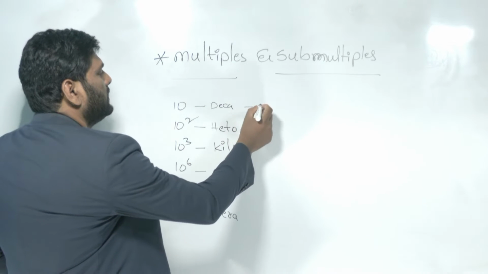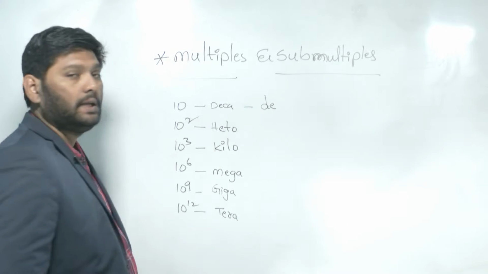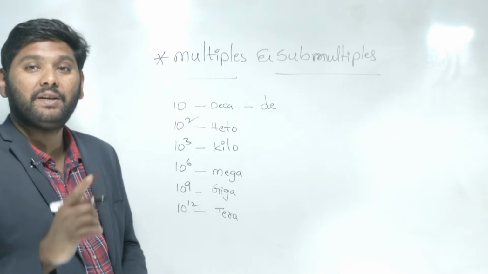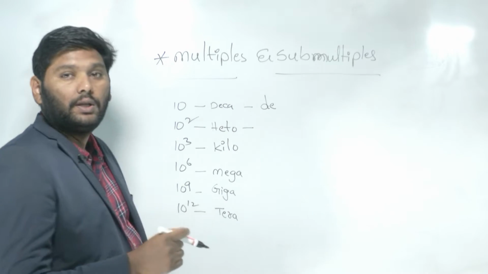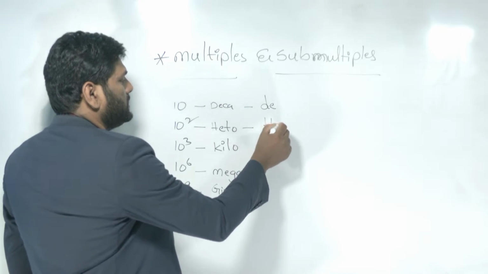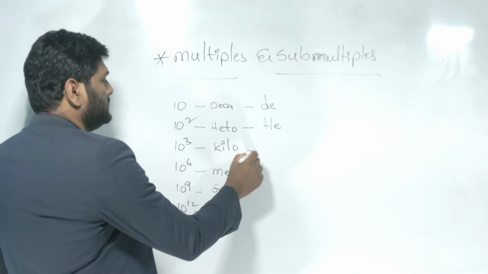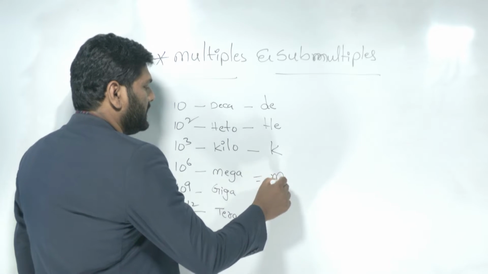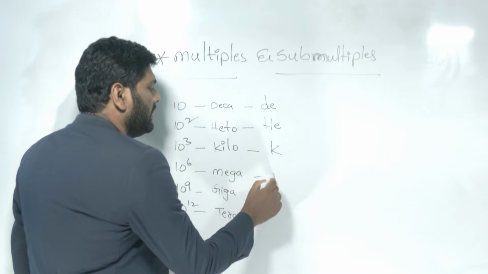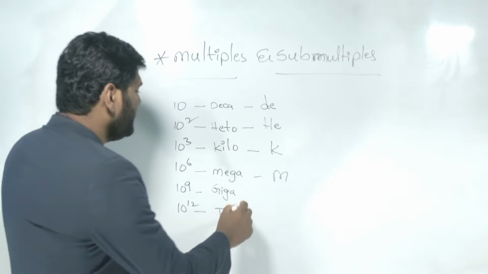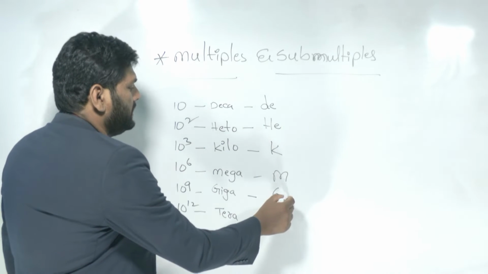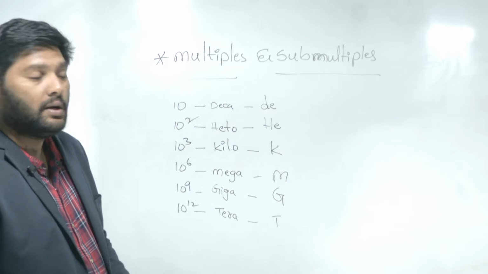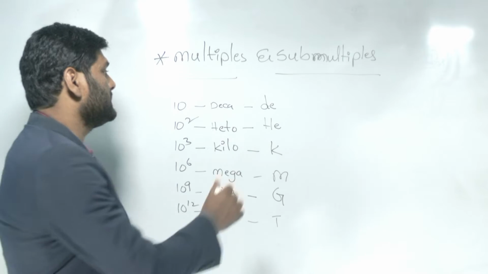How can you express these? 10 we call deca, which is simply represented with D, and hecto with H, and kilo with K, and mega with capital M, and giga with capital G, and tera with capital T. So this is the way the multiples use symbols.